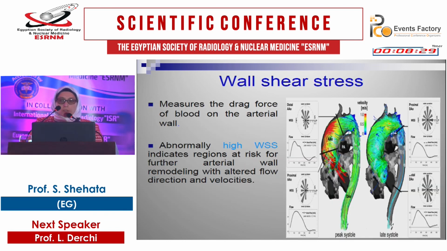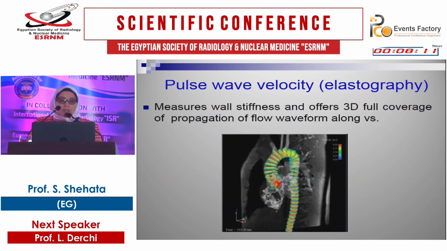Wall parameters can also be assessed using MRI for calculating the wall shear stress, to measure the drag force of the blood on the arterial wall. Abnormally high wall shear stress indicates a region at risk for formation of aortic aneurysm, associated with altered flow direction and velocities. Lastly, pulse wave velocity or MR elastography measures the wall stiffness and offers 3D full coverage of propagation of the flow waveform along the vessels.